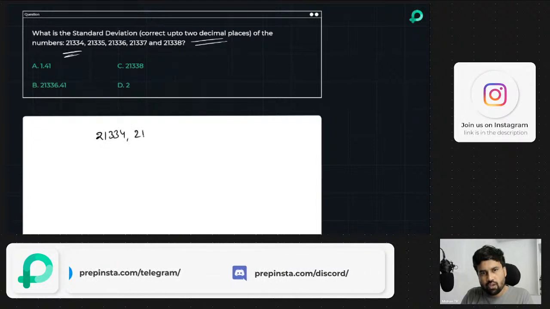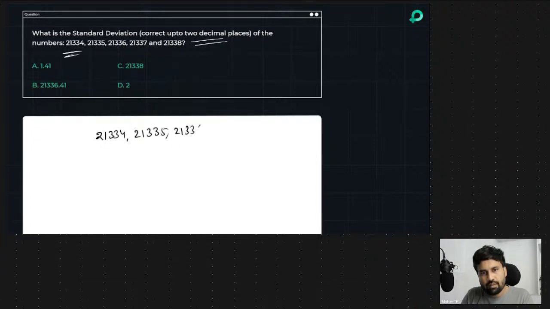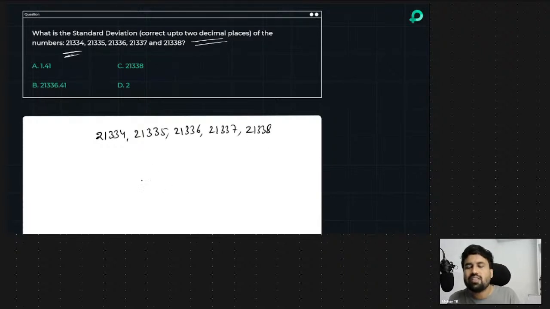21334, 21335, 21336, 21337, and 21338. What is the standard deviation? So this is a straight away question asked in TCS. That's why I have taken it, in order to prove to the students that he is asking the question in a tricky way, not in a blind way, and you can do the problem in just less than 30 seconds, even though it is a complex problem. So just look at here.